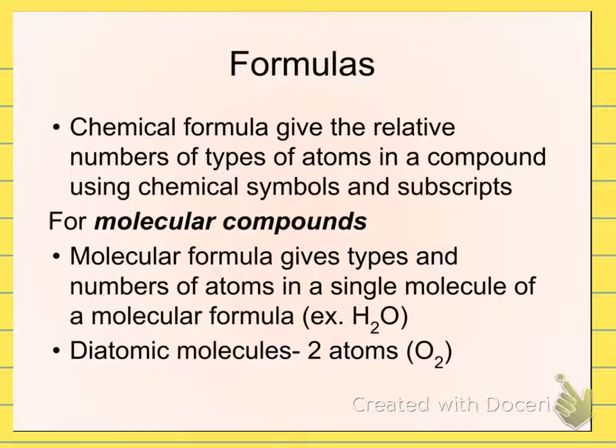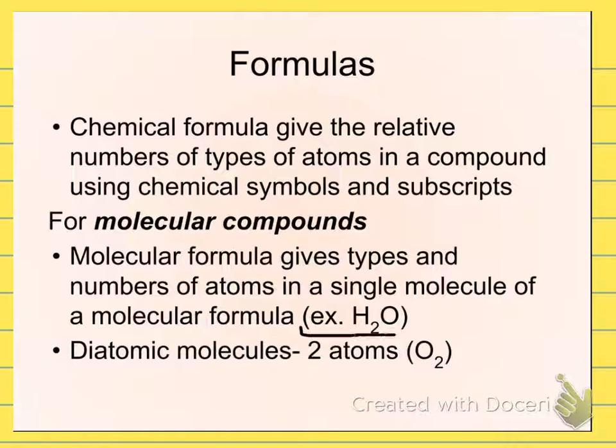The nice thing about these discrete units called molecules is that, boy, it makes formula writing really easy. Because for any substance, ionic or molecular, we can write a chemical formula that gives us the relative number of types of atoms in a compound. For molecular formulas, it's an exact formula. It's an exact recipe for a single molecule. So the molecular formula, which is what we call a chemical formula for a molecular compound, gives us the type and numbers of atoms in a single molecule.